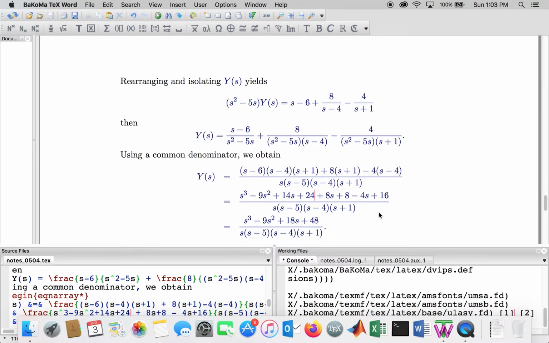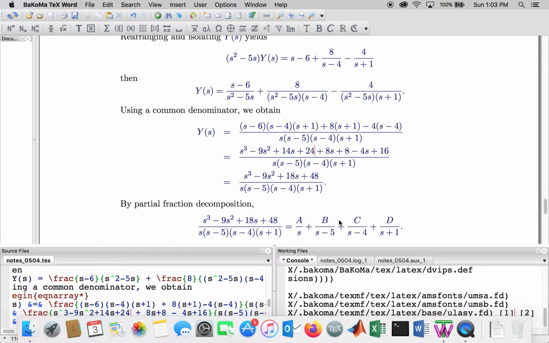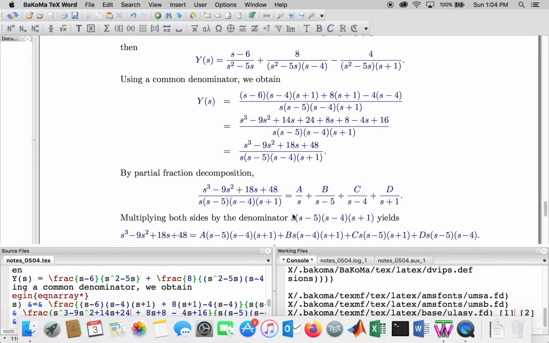Watch your distributed minuses. And then here I'm just taking like terms in powers of s and combining them, and this is my fraction that I'm now going to work with. So partial fraction decomposition, I'm going to have four terms, constants over s, s minus 5, s minus 4, and s plus 1, equal to this messy numerator.